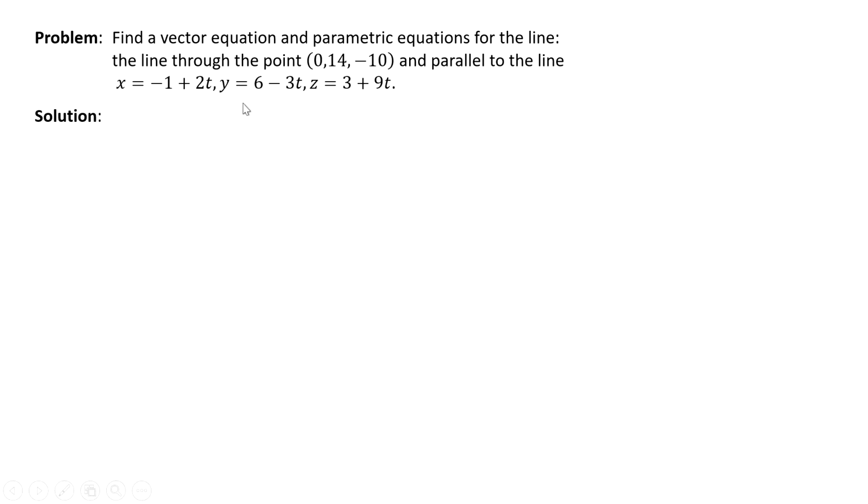You see how they change information on us? This time, the good thing is they gave us a point, so that means they have given us P sub 0. But they did not give us the vector that is parallel to our line. Instead, they gave something about another line that is parallel to this. Like I said, we need that point on the line and the parallel vector.